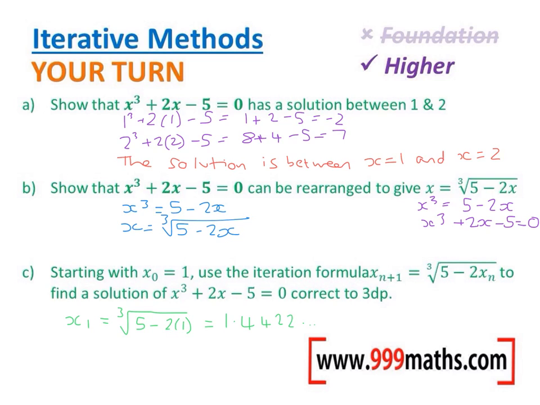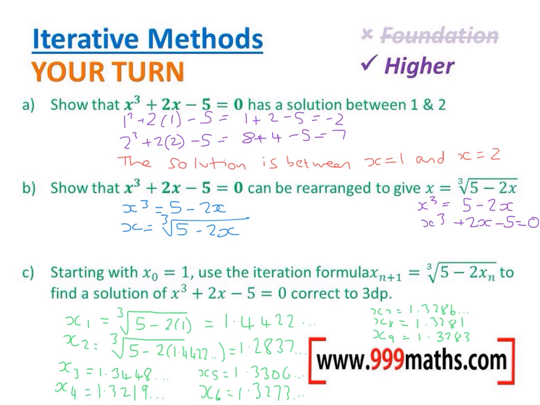So x1, or the next term, is the cube root of 5 minus 2 lots of the previous one, which is 1. This gives me 1.4422. I'm going to do it again and again until we get the numbers which round correctly to 3 decimal places.